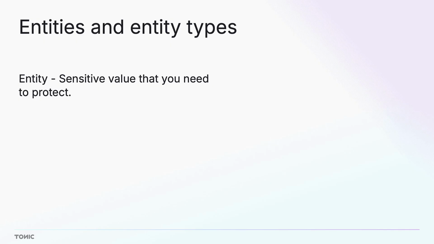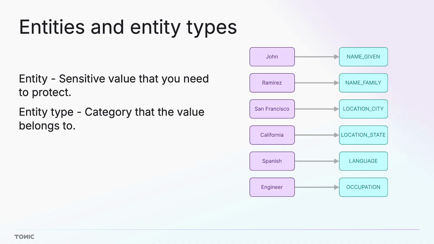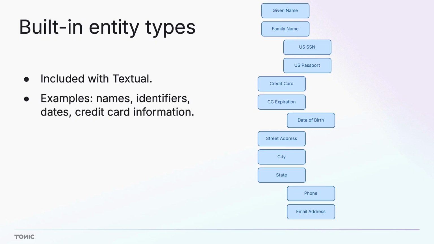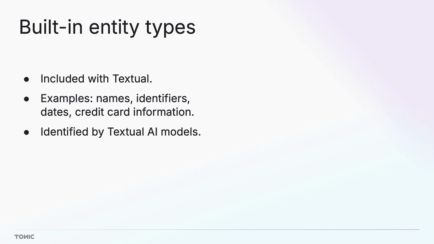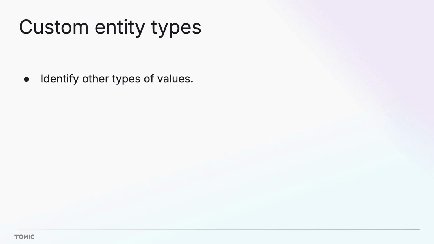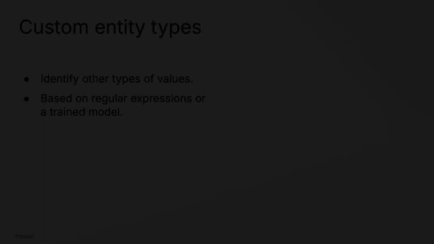For both datasets and guided redaction, Textual scans the files for sensitive values called entities. Each entity belongs to an entity type. Built-in entity types come with Textual and include values such as names, identifiers, dates, credit card information, and more. Textual uses AI models to identify them. You can also define custom entity types to allow Textual to identify other types of values. Custom entity types can match values based on regular expressions or use a trained model to detect values.